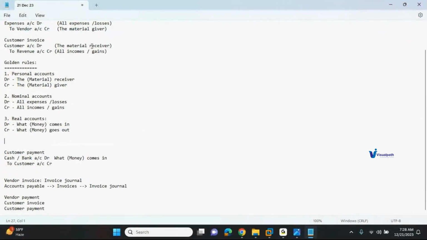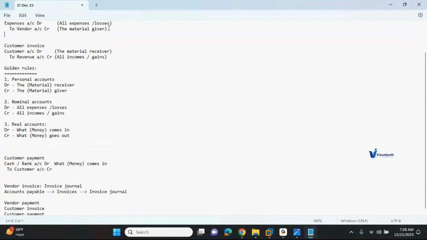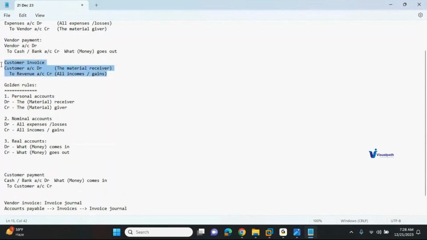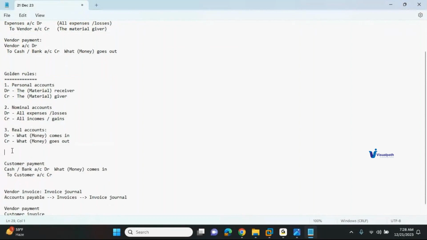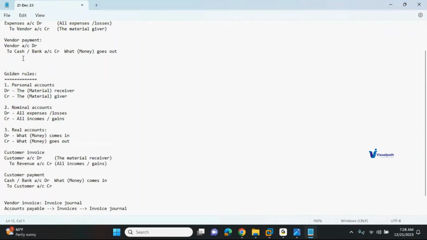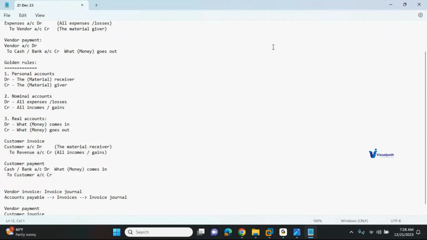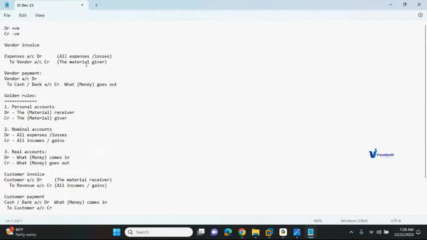I will keep here vendor invoice, vendor payment, customer invoice, customer payment. I will make it together. So at the time of vendor invoice, vendor account credit. At the time of vendor payment, your cash or bank account will be credited because your money is going out. Means vendor account debit. This transaction we saw just now.